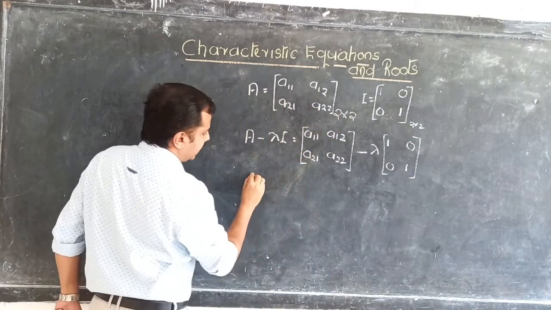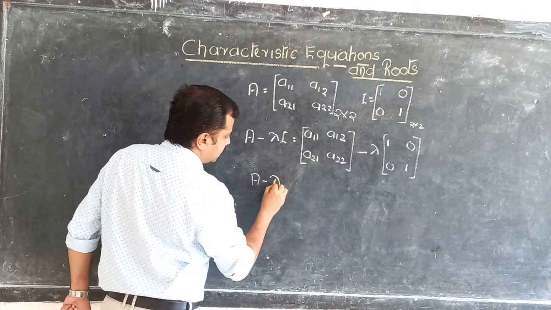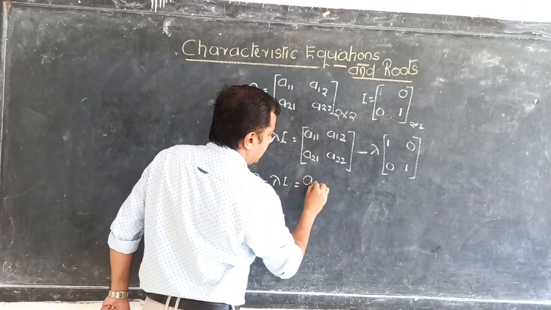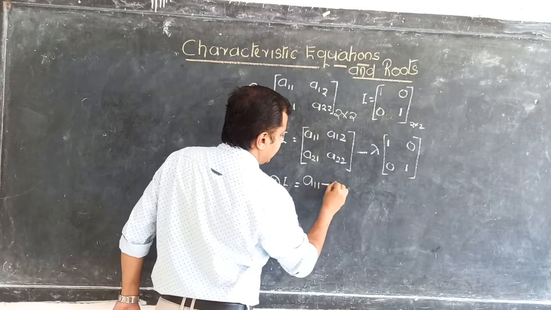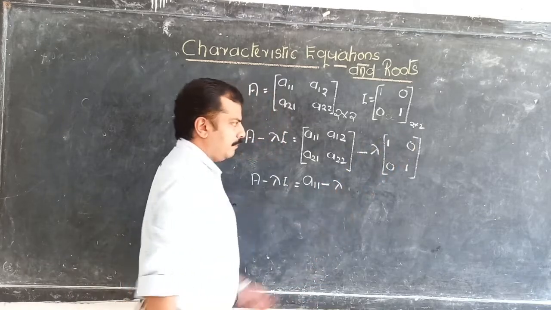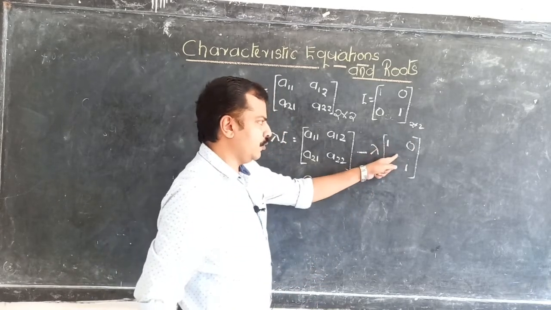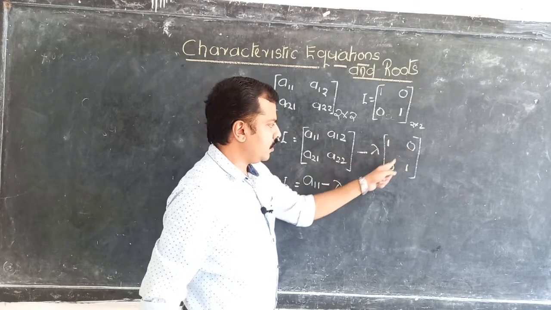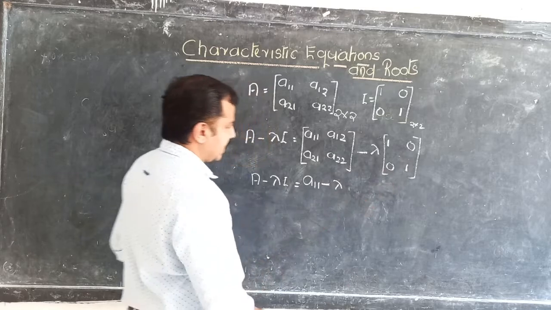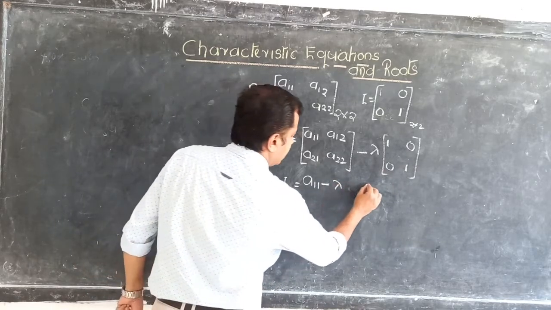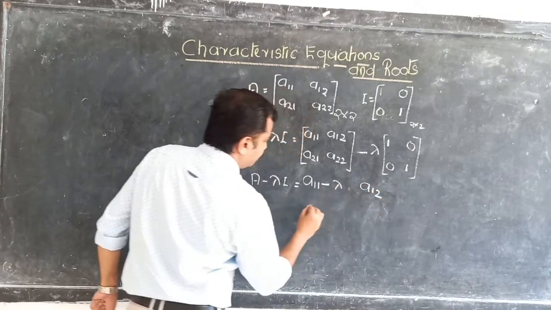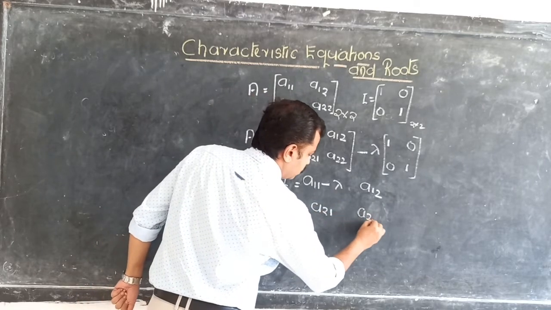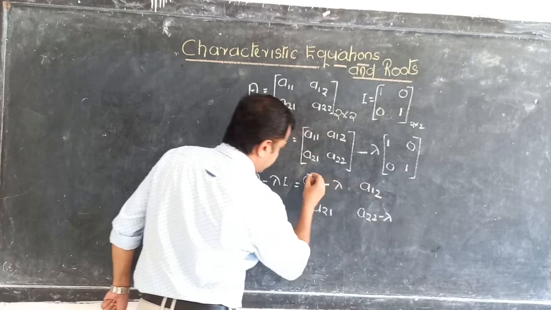Extending our equation, A minus lambda I will be equal to A11 minus lambda, because lambda being a scalar, the product with the identity matrix will be lambda, 0, 0, lambda. So the answer will be A11 minus lambda, A12, A21, A22 minus lambda.